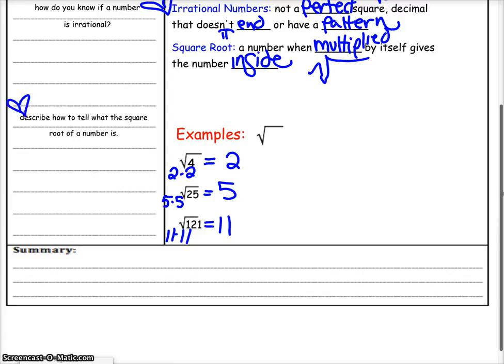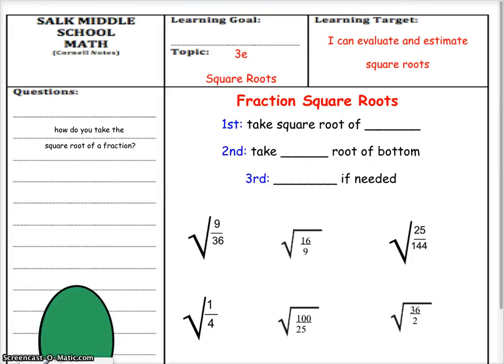Let's look at the questions here. It says, describe how to tell what the square root of a number is. And you should be scaling yourself here. Do you think you can tell how to evaluate the square root of a number? And that's when I asked myself, what number times itself gives you the number inside?